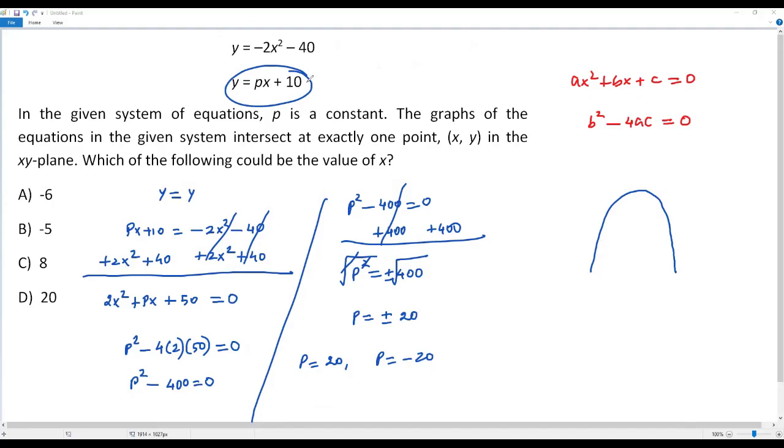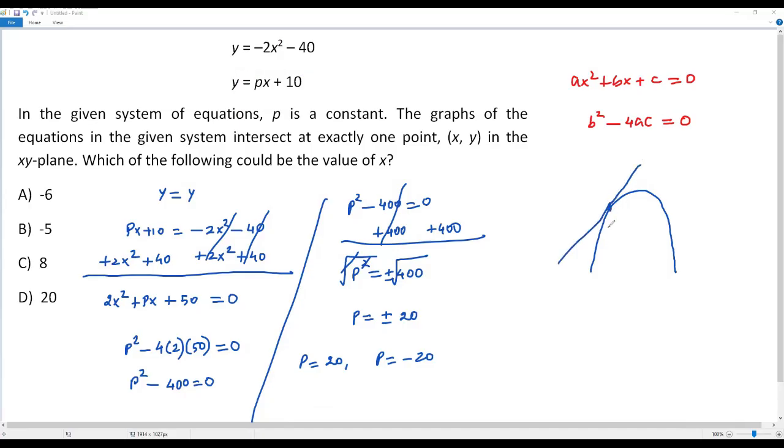And the second one is linear and it's in slope intercept form. And here p is the slope of this linear equation. And we got two values for p, 20 and negative 20. When I take positive 20 as a value of p, I am getting a positive slope for this linear equation. Then its graph will be a rising line. Then we'll have the line over here like this.